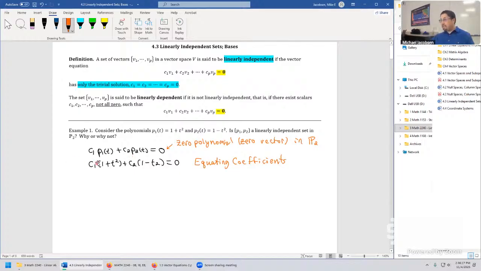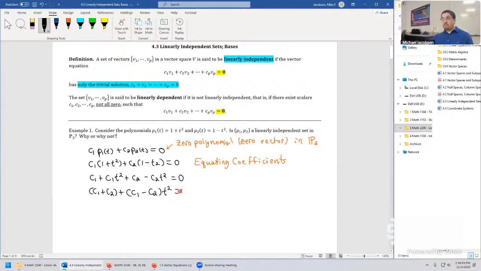The idea is we're going to distribute the scalars inside and then group all the terms according to their degree. So distribute C1, we have C1 plus C1t squared plus C2 minus C2t squared is 0. On the left-hand side, we can now regroup. The scalar portion, or the constant term, is just C1 plus C2. There's no degree 1 term, so we skip to the quadratic term involving t squared. The coefficient for t squared, after factoring, is C1 minus C2.